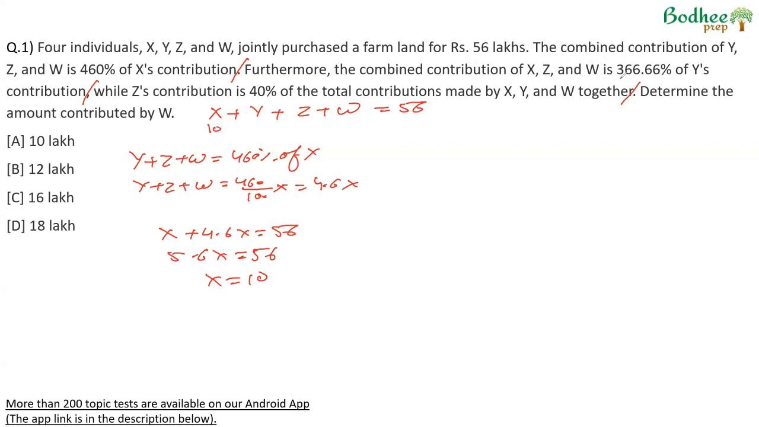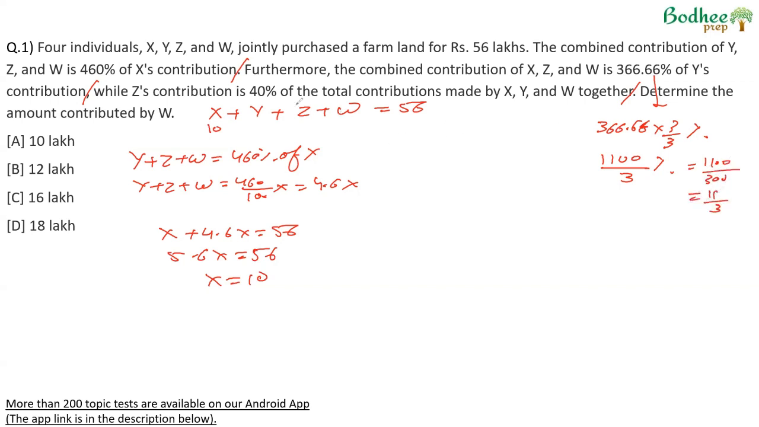Second, 366.66%. Now, if I multiply this by 3 and divide by 3, 366.66 multiplied by 3 gives us 3 threes are 9, 6 threes are 18, so 1100, approximately, divided by 3. 1100 divided by 3 is 366.6 percentage. And 1100 by 3 percentage will be nothing but 1100 by 300 as a fraction, so 11 by 3.